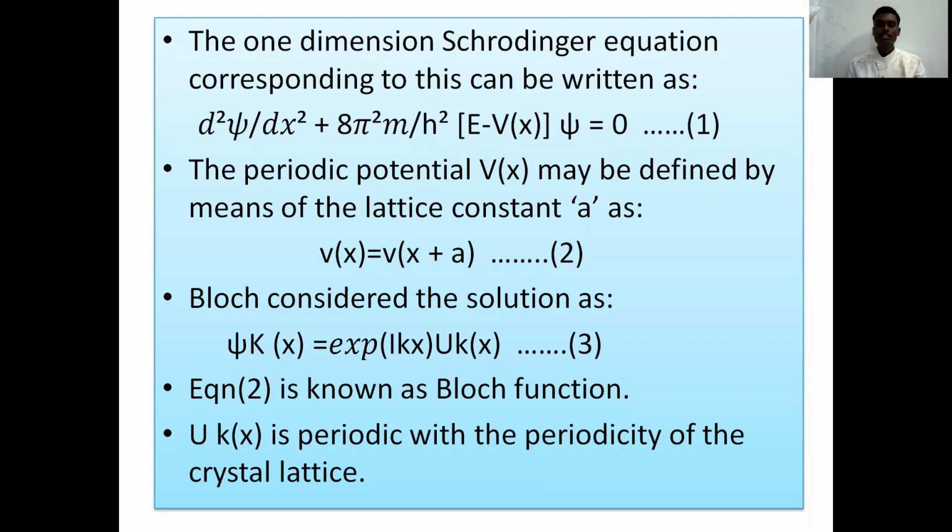Next, Bloch considers the solution psi k of x equal to e power ikx into u k of x. As I said before, the periodic potential V of x equal to V of x plus a, treated as equation 2, is known as the Bloch function. Now the equation psi k of x equal to e power ikx into u k of x, let us treat as equation 3. In equation 3, u k of x is periodic with the periodicity of the crystal lattice. I hope it is understood.